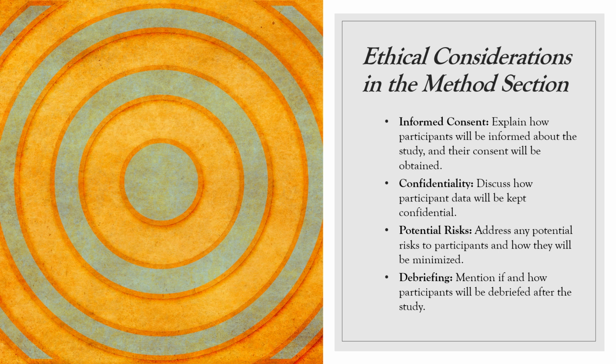So ethics are a vital part of research, especially in sensitive areas like mental health and education. In terms of informed consent, you want to ensure that participants know what the study involves and agree to participate voluntarily. You should include how they'll be informed and how their consent will be documented. In terms of confidentiality, you'll want to explain how participant data will remain confidential. Will their personal information be anonymous, and how will data be stored securely?